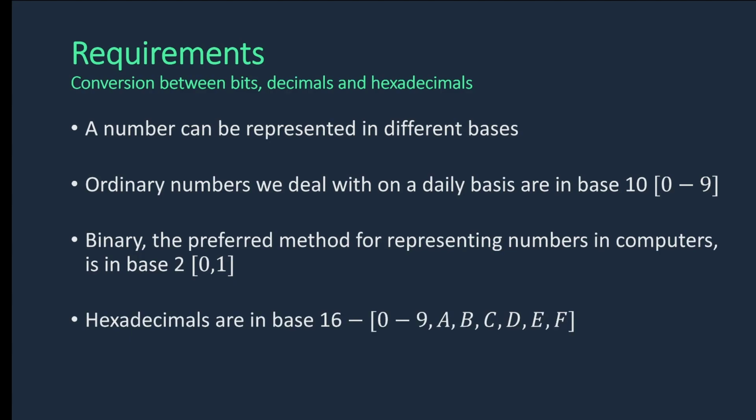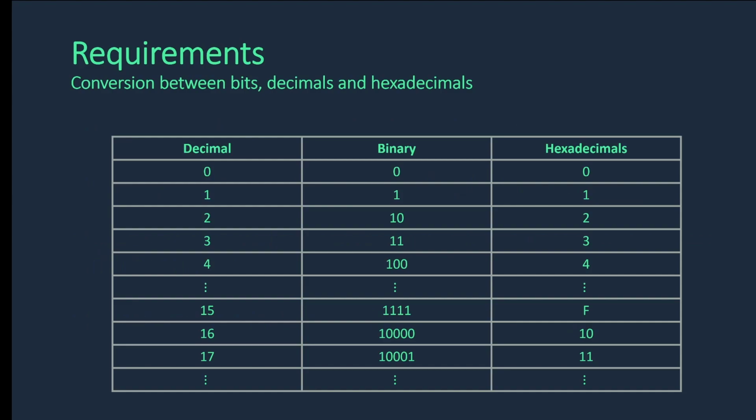And we have hexadecimals, which is another way of representing a number, but this time in base 16. We use digits 0 to 9 and letters A, B, C, D, E, and F for numbers 10 all the way to 15. So F corresponds to 15 and A corresponds to 10. So next we're going to see a table of values for the first few integer values that we deal with on a regular basis.